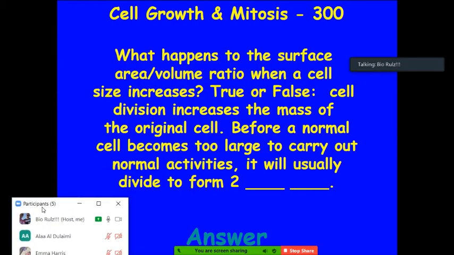All right, let's see. What happens to the surface area or volume or surface area to volume ratio when a cell size increases? True or false? Cell division increases the mass of the original cell. Before a normal cell becomes too large to carry out normal activities, it will usually divide to form two blank blanks.